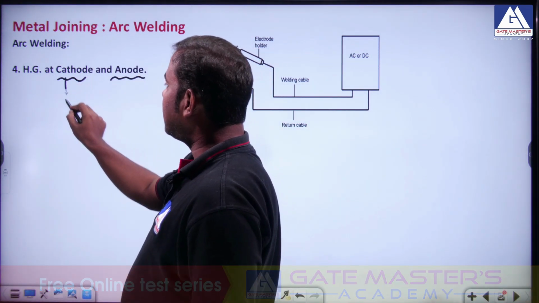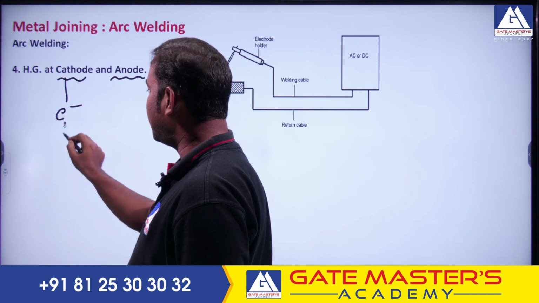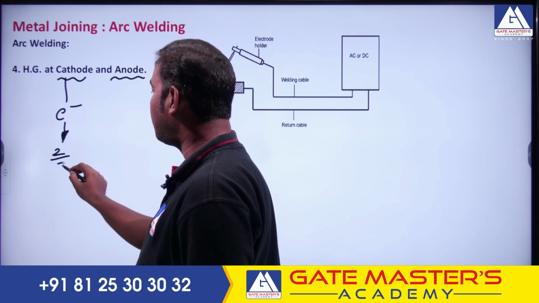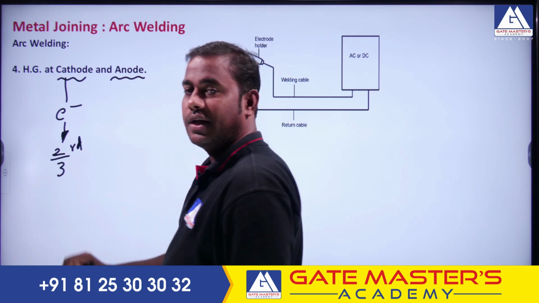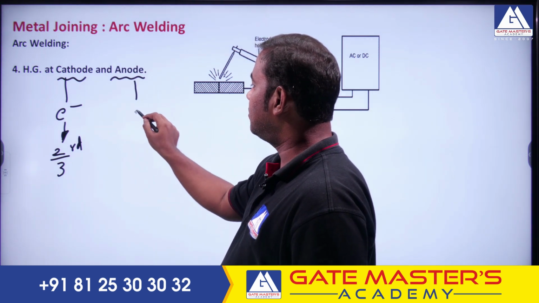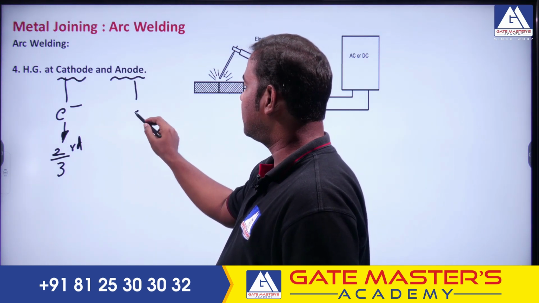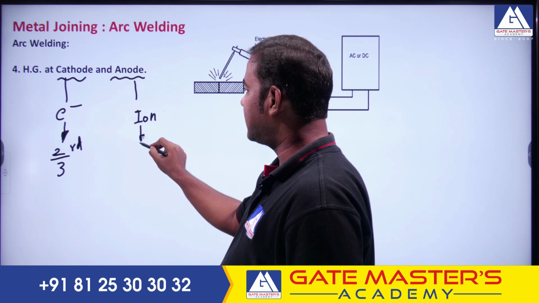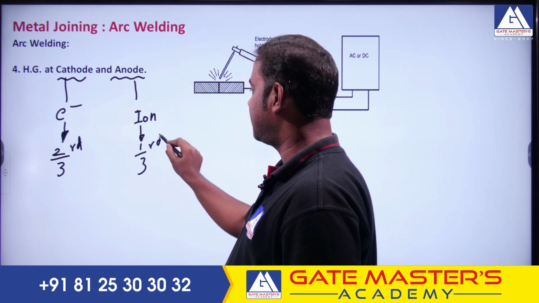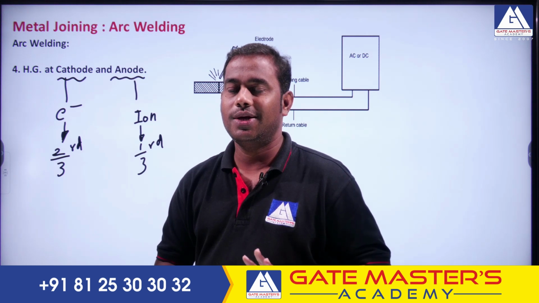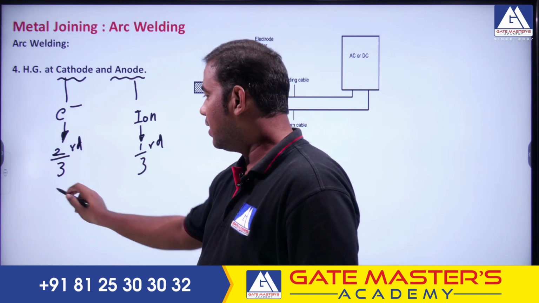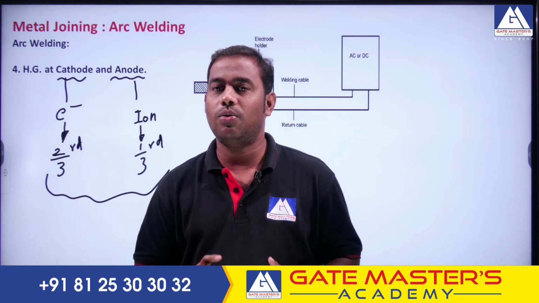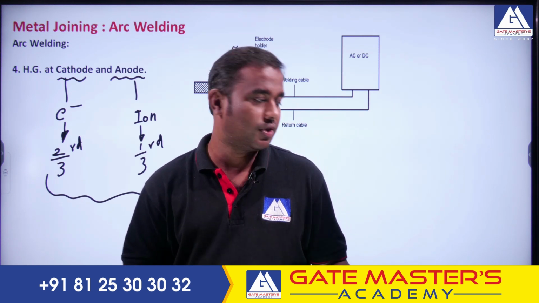The cathode always emits the electrons. Hence the heat generation here is very high: two-thirds of the heat is going to be generated here itself, whereas the anode is not going to emit anything. It is going to produce only the ions, okay. As a result, one-third of the heat is going to be generated there. That is the only logic here, there are no other differences. Overall, the total heat is around 5000 degrees centigrade. This is the only difference by which you can differentiate one from the other.